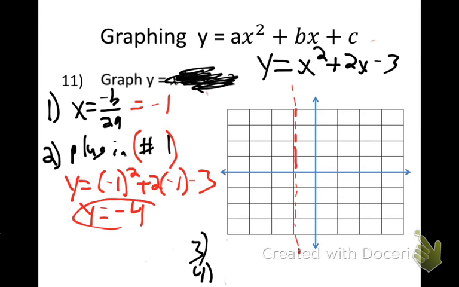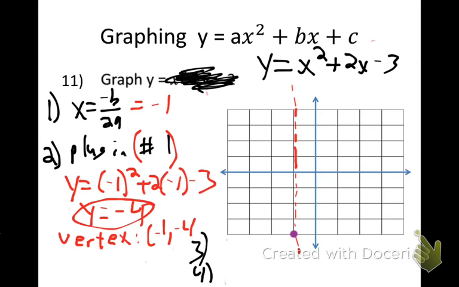So what do you do? That is my vertex now. Those two, the x and y, give me my vertex. Negative 1, negative 4. That is a coordinate right there. I plot that coordinate. What do you do with the 3?